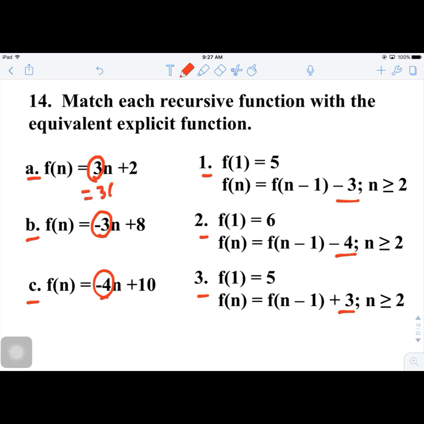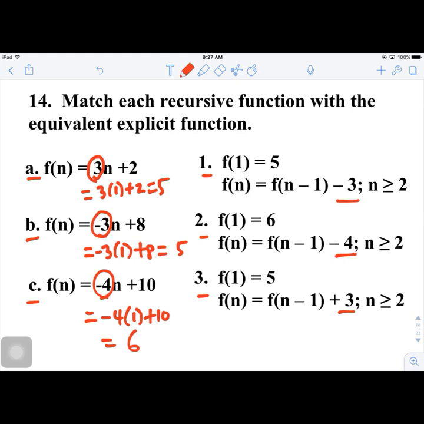When n equals 1, we have 3 times 1 plus 2, which is 5. The next one, we will have -3 plus 8, which is also 5. And finally, we have -4 times 1 plus 10, which is 6. So we have the first terms in each one.